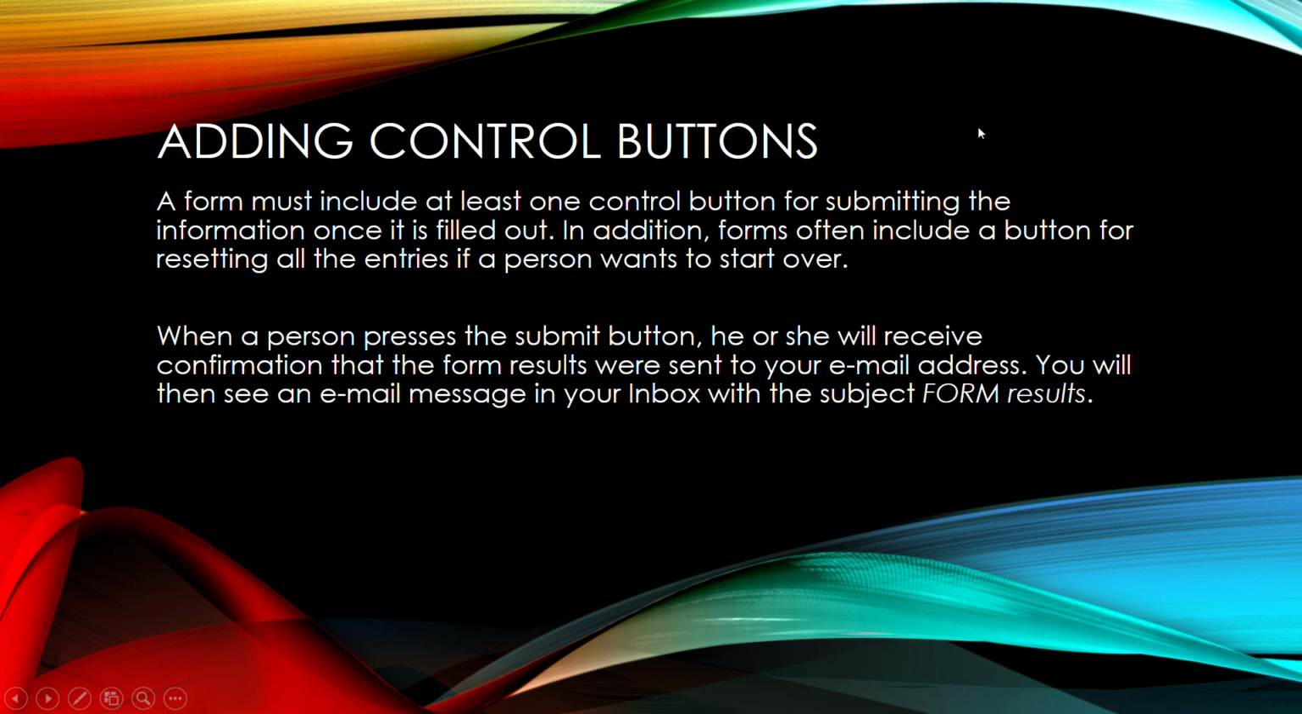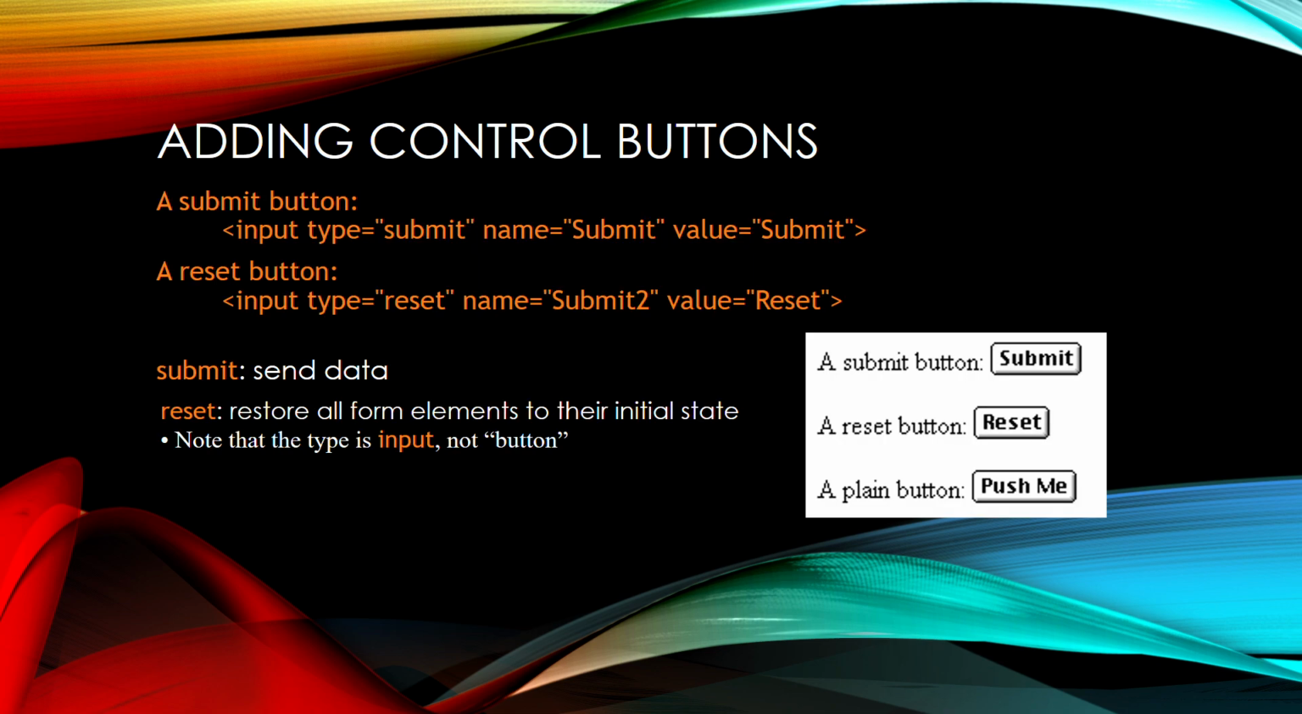Adding control buttons. A form must include at least one control button for submitting the information once it is filled out. In addition, forms often include a button for resetting all the entries if a person wants to start over. When a person presses the submit button, he or she will receive confirmation that the form results were sent to your email address. You will then see an email message in your inbox with the subject line form results.